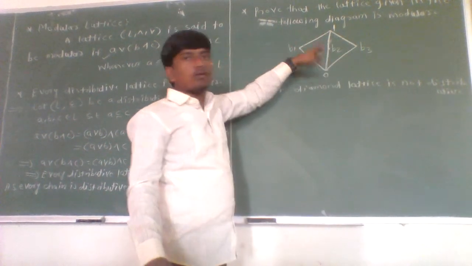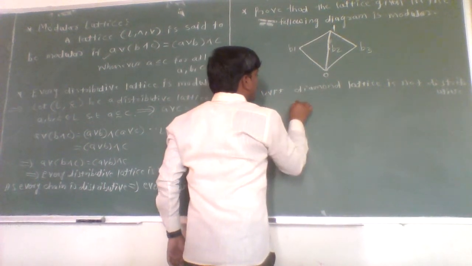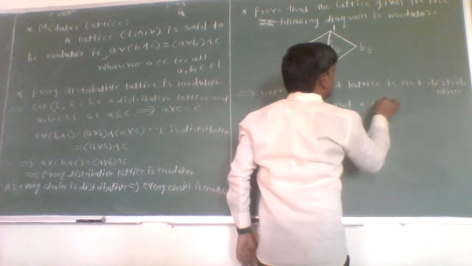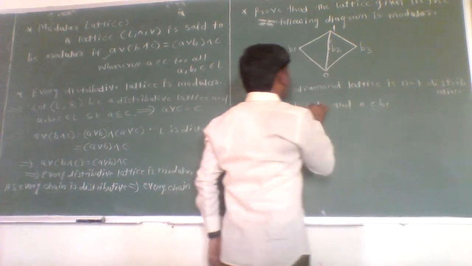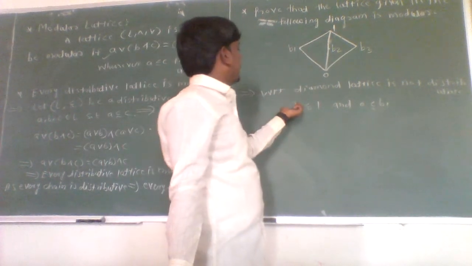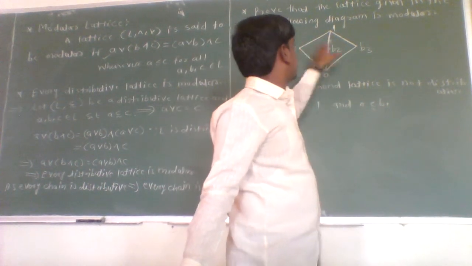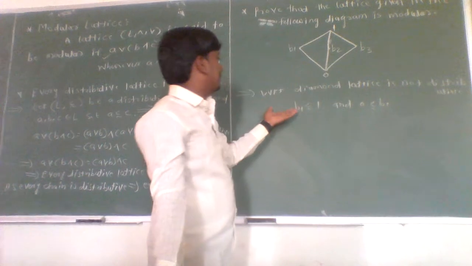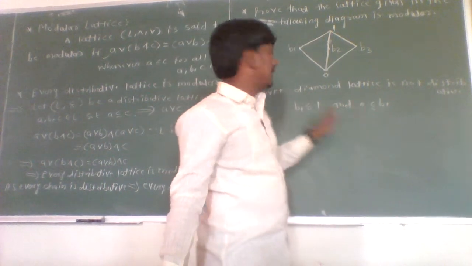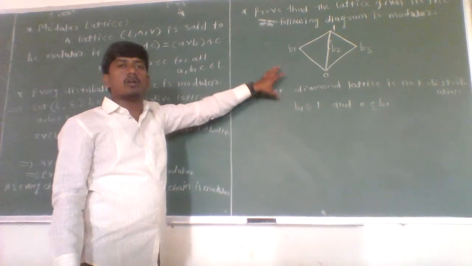Now from this diagram, there are only two possibilities for this diamond lattice: 0 precedes b1, and b1 precedes 1. Either we will take b1, b2, or b3, since this lattice is symmetric about these three vertices. These two are the only possibilities. Now we have to check whether this diamond lattice is modular or not.